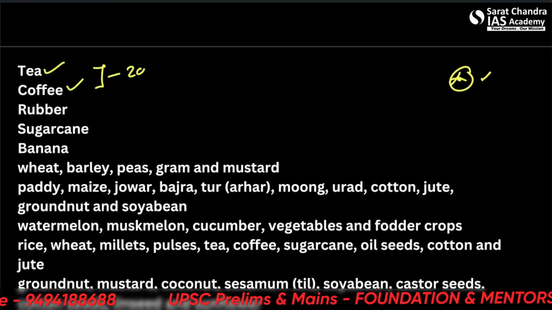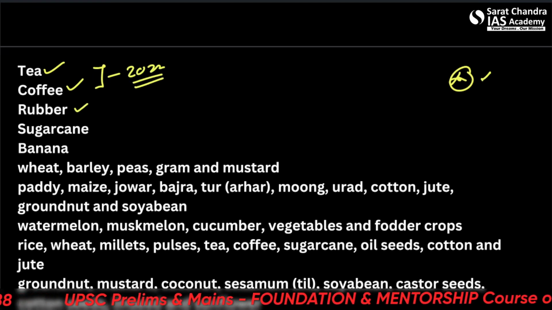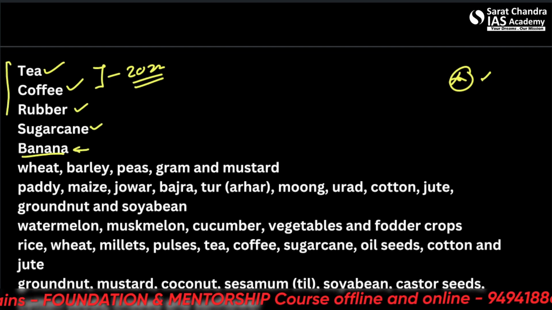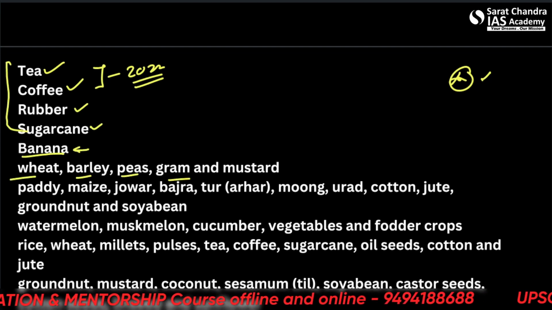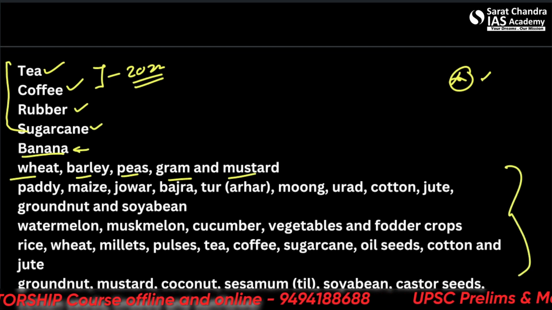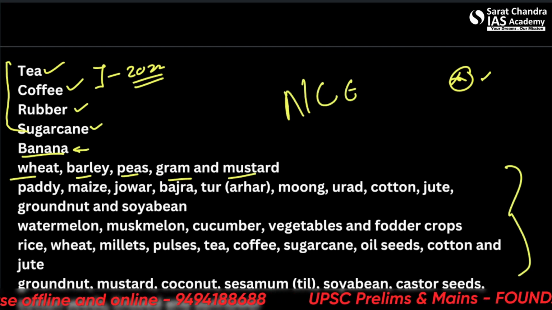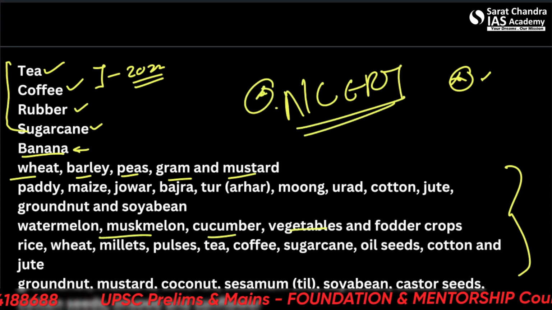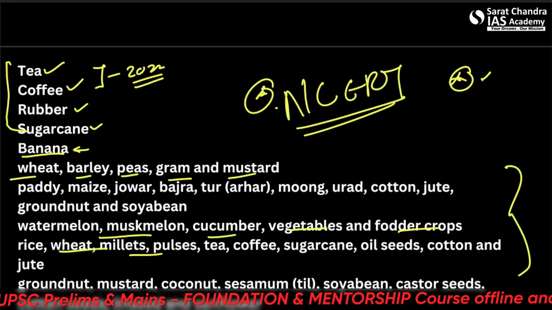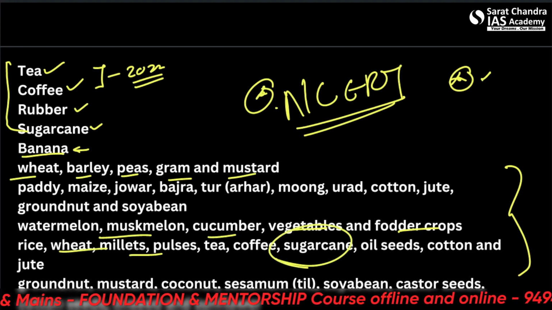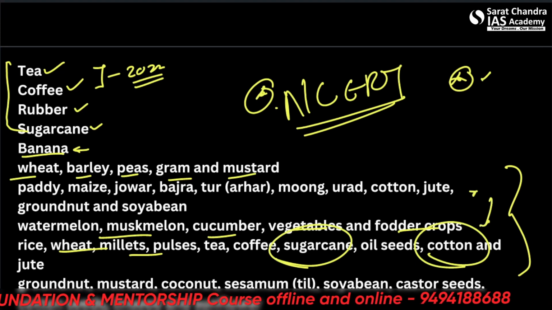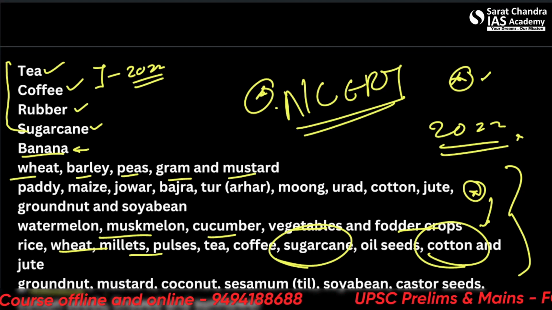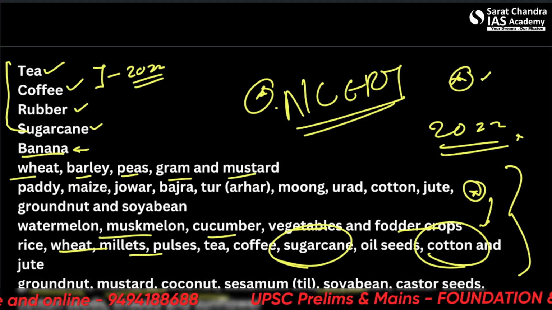Both of these came in 2022 also. The rubber board also came. Sugarcane is often asked. Banana, not much asked, but these four are very exclusively asked. Wheat, barley, peas, gram, mustard. These are the crops which have been mentioned name-wise in the NCERT, and they are often asked in every prelims. Cucumber, vegetables, fodder crops, rice, wheat, millets, etc. Sugarcane, oil seeds, cotton. Cotton is very much asked. In the last year, 2022, cotton was also asked. Rice was also asked. Groundnut, mustard, coconut, soya bean. So these things are often asked.